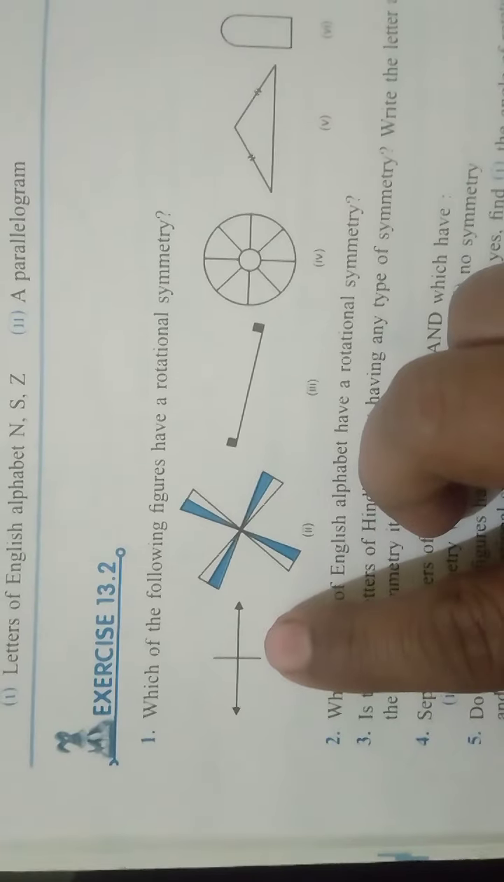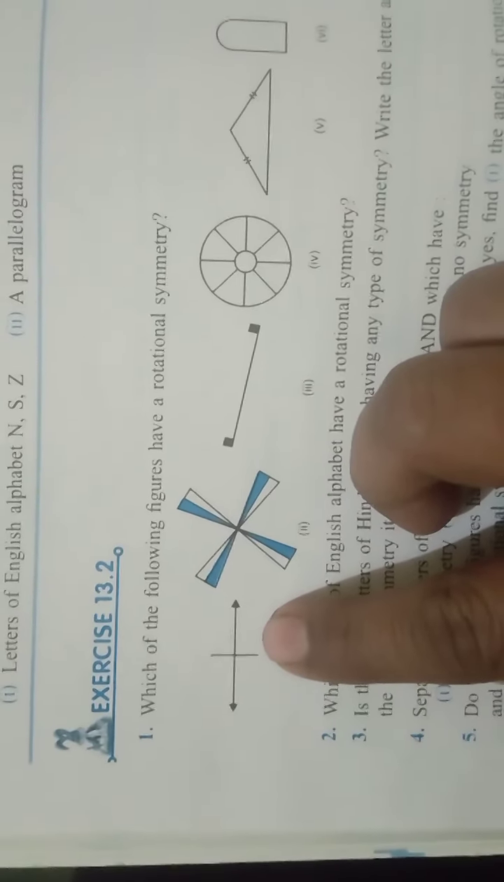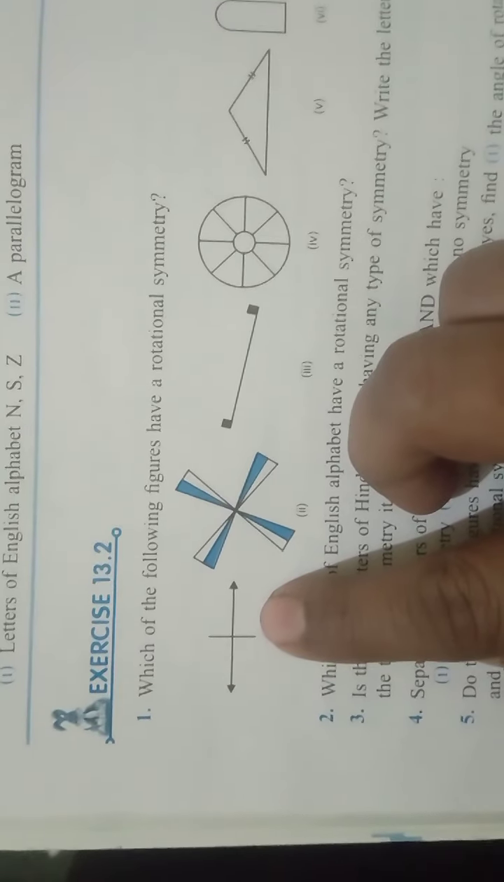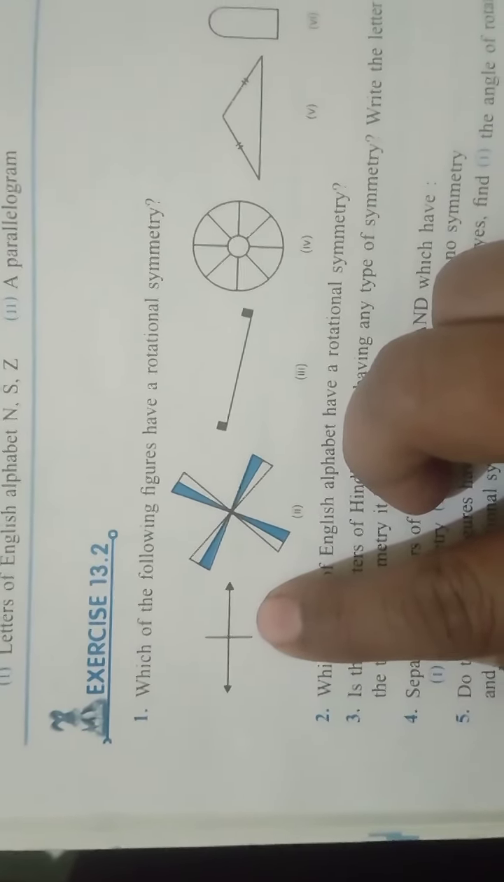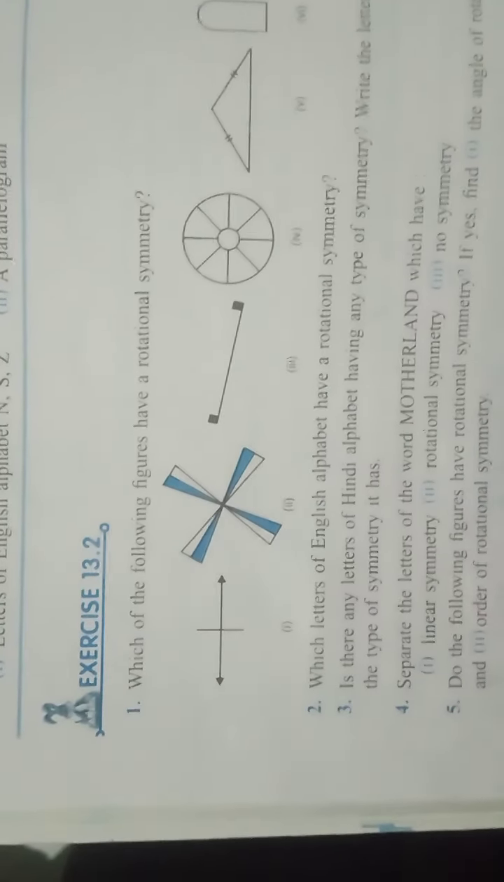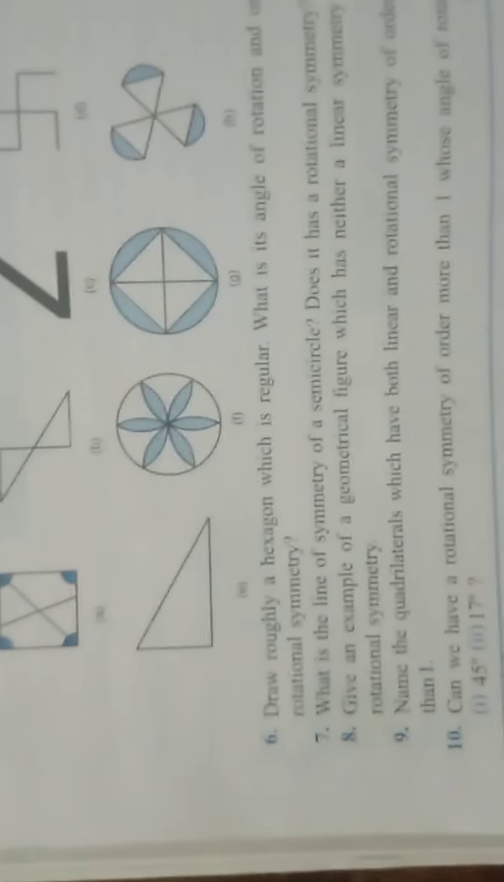If any figure is rotated through 360 degrees, how many times does it take its original position? This is called the order of rotational symmetry. So I will take some examples so that I can make you understand. See question number 6 here.